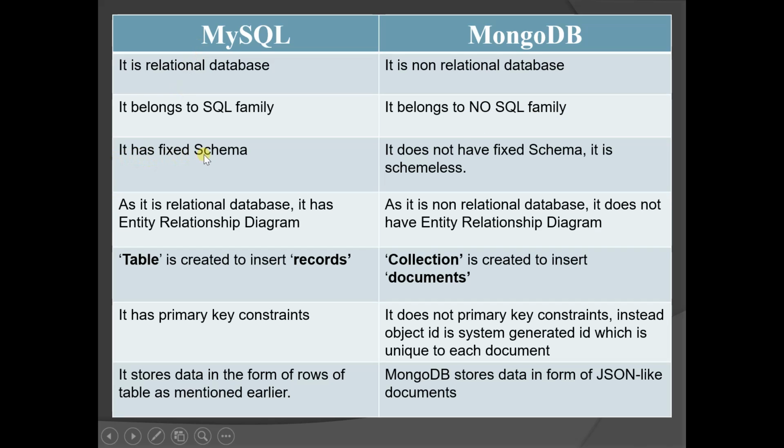MySQL database has a fixed schema. So before inserting records in the table, before deleting records from the table, before updating records in the table, we have to create a table which has a fixed structure, and according to that structure we insert, update and delete records from the table. That's why it is said to have a fixed schema.